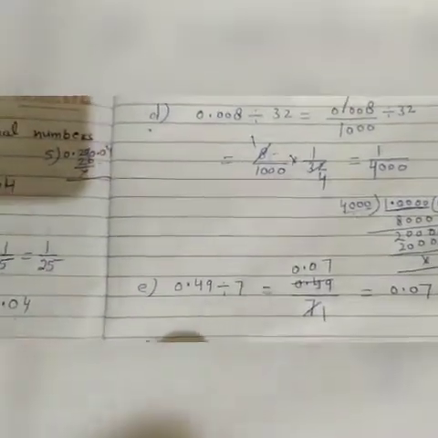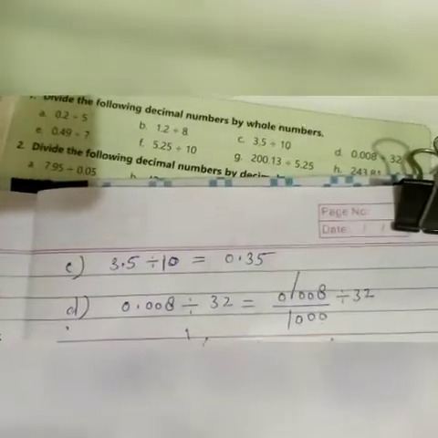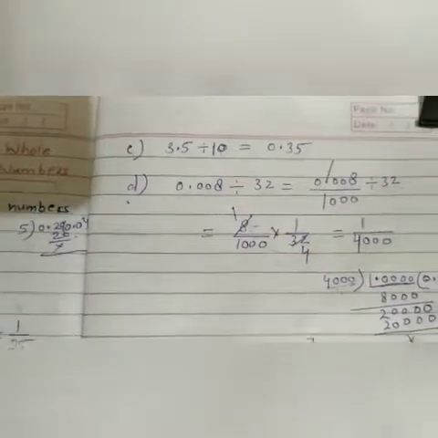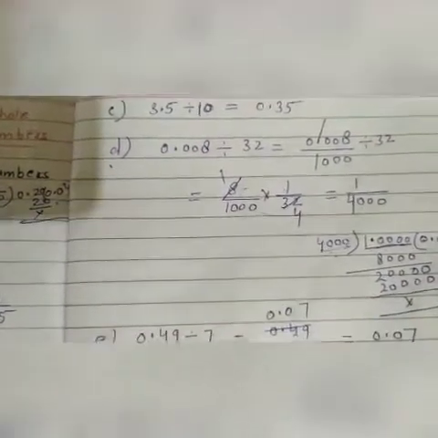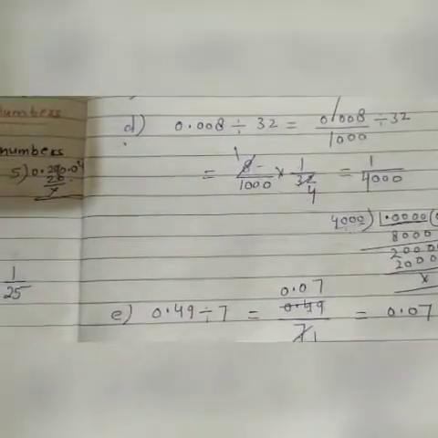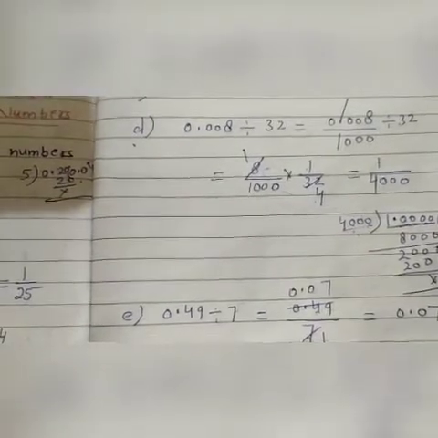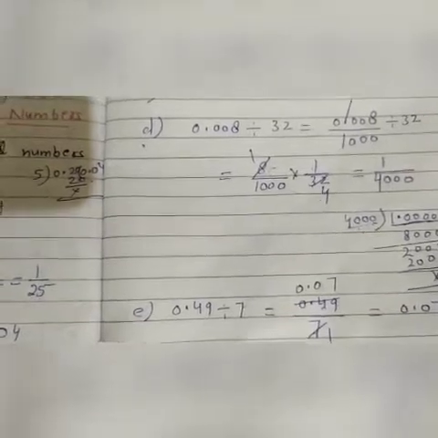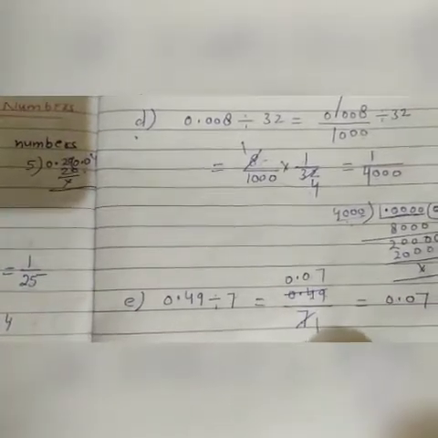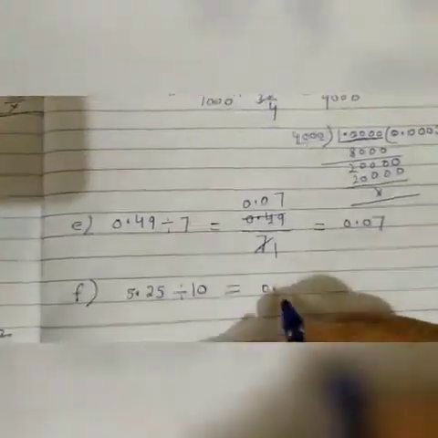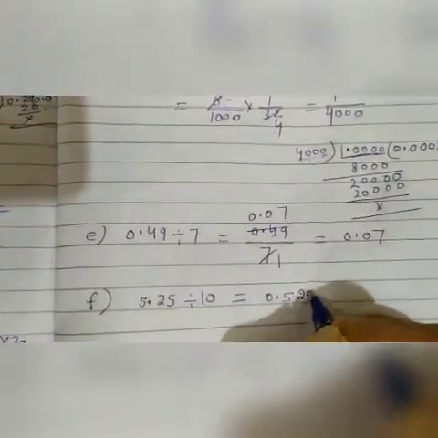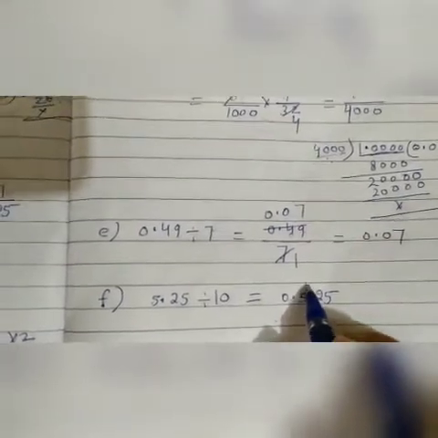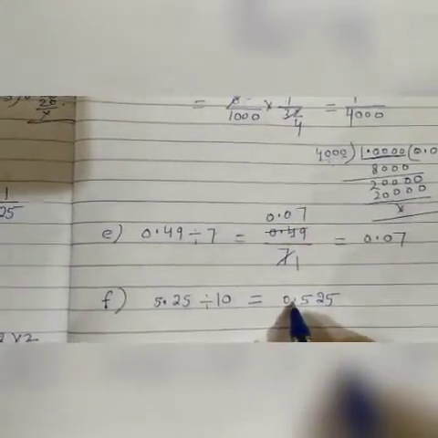Next, F. We can do F also directly. We have to divide 5.25 by 10. Again in 10, after 1 there is 1 zero. So we will shift this decimal one place to the left side. It will become 0.525. See here, the decimal was between 5 and 2. We have shifted this decimal one place this side.